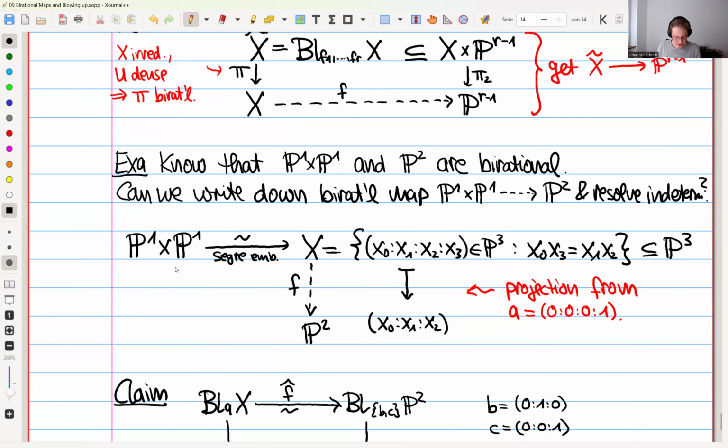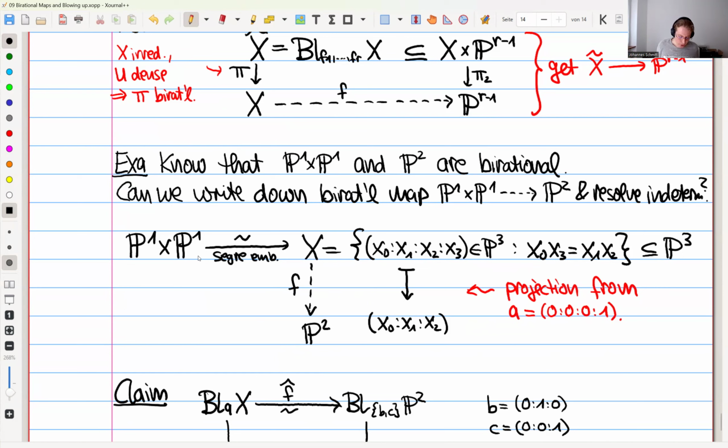And so we did manage to start with P1 cross P1 and end in P2. But the problem is, of course, the projection operation is not defined when you are exactly at the projection point. This we have also seen. We can also see this from this recipe that we wrote down because, well, if you try to plug in this point here, then you would get the point (0, 0, 0). This is not well defined.